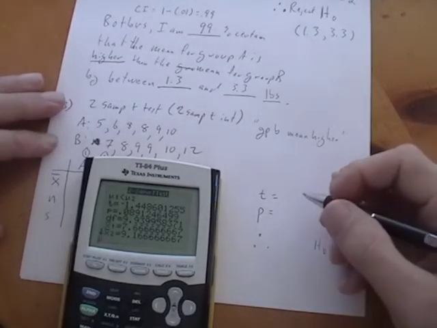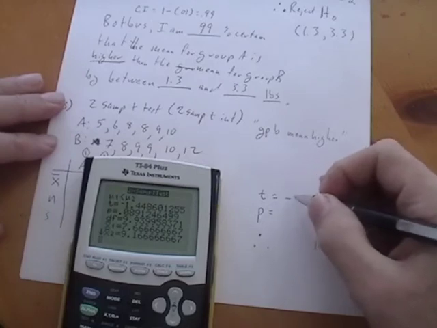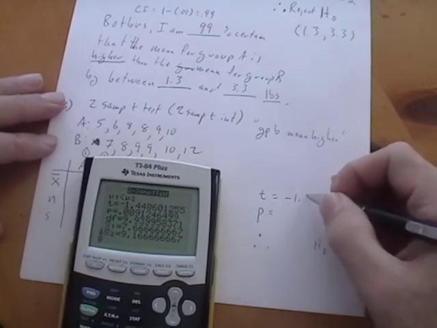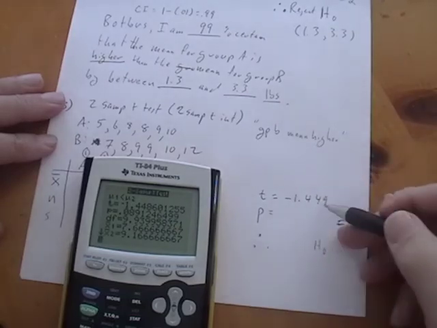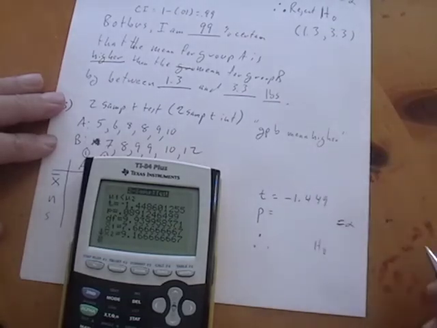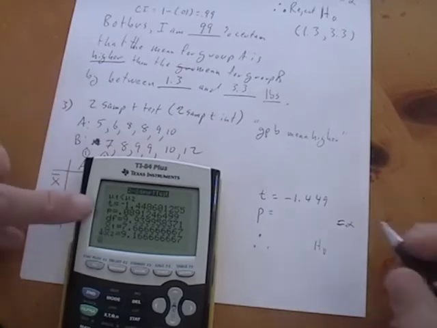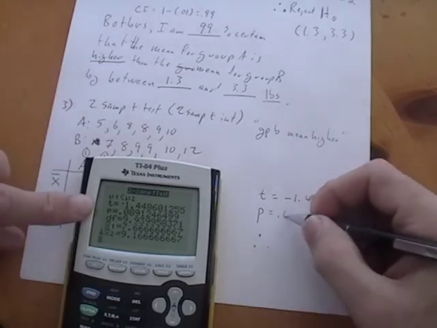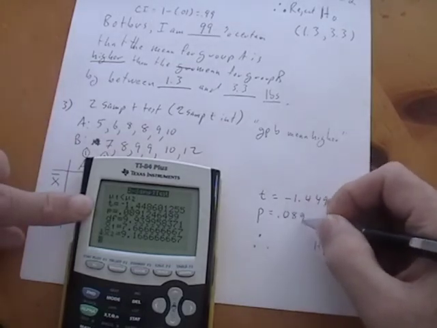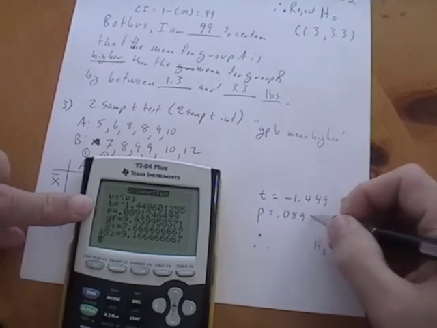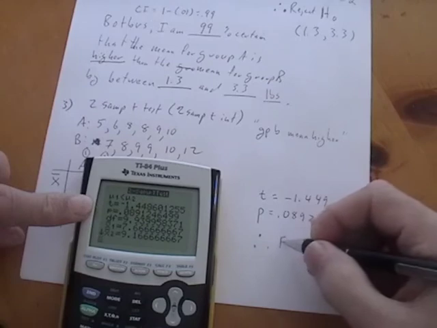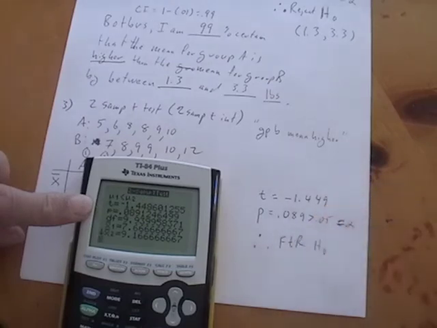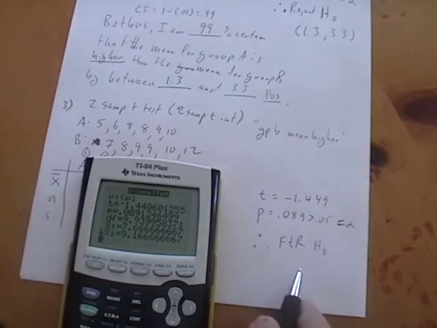I get a t-value of negative 1.449. 3 decimal places. This is your test statistic. I'm getting a probability of 0.089. Now that's greater than 0.05, which was my alpha. Therefore, I'm going to fail to reject the null hypothesis.